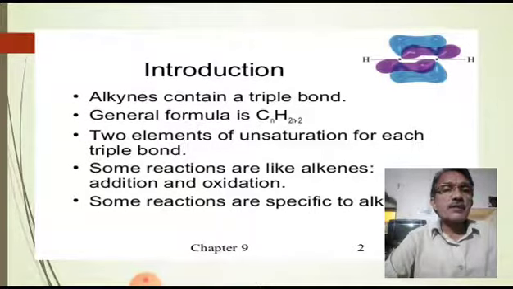So the first stable member of alkynes is acetylene. Therefore, alkynes are also called acetylides. There are two elements of unsaturation for each triple bond.